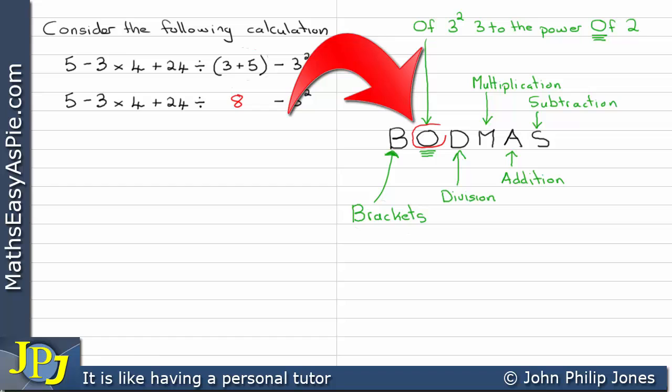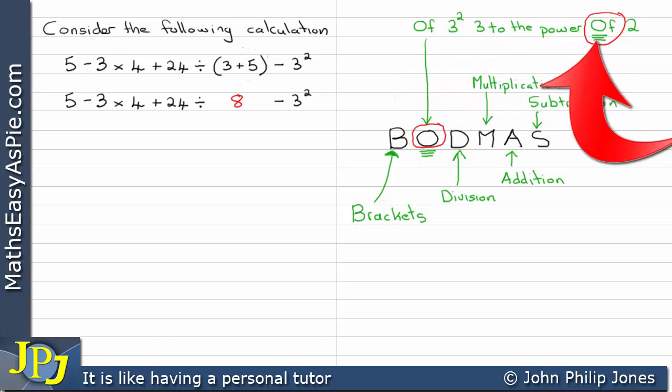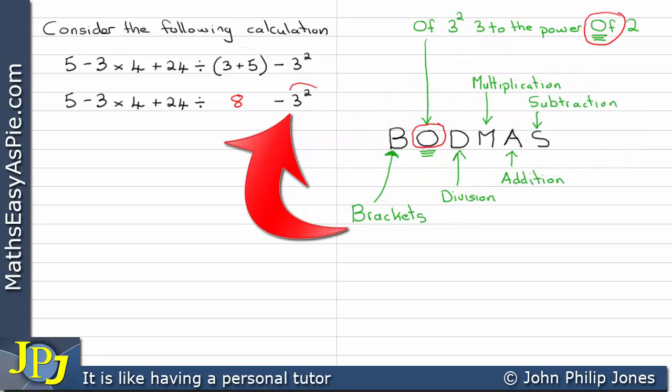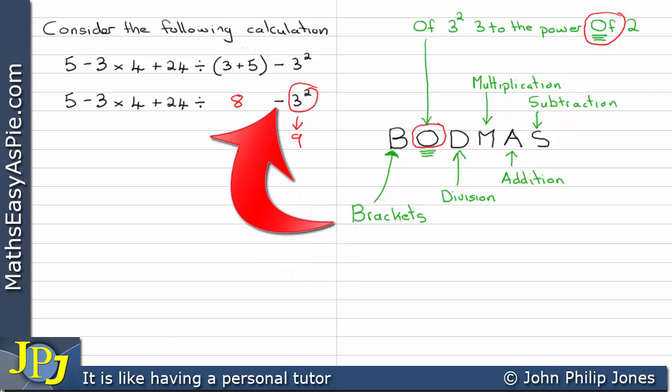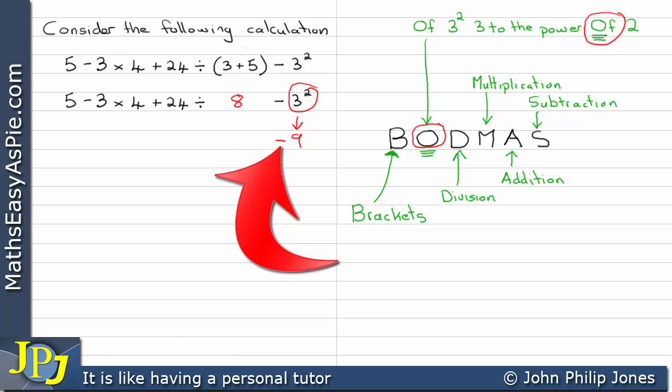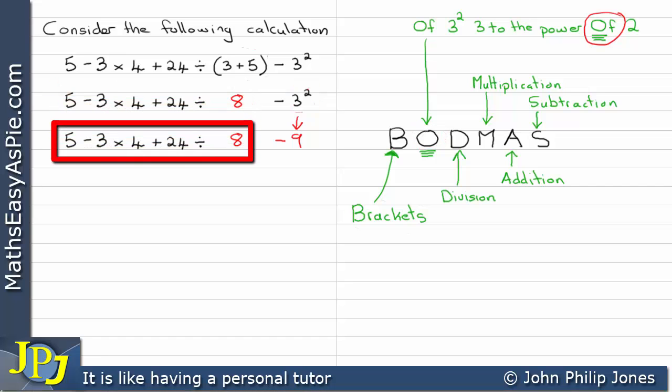So what I do now, I go to the next letter in BODMAS, which is O. And of course that stands for of, and this is to do with powers. So I go to see if there are any powers. And clearly I've got 3 to the power of 2, which is 3 times 3, which is 9. So we put 9 down. And of course this negative now has to come down here, because that's not minus 3. This is being subtracted from the rest of the calculation. So I'm now going to copy the calculation down.